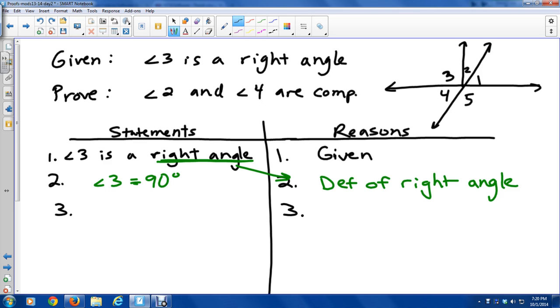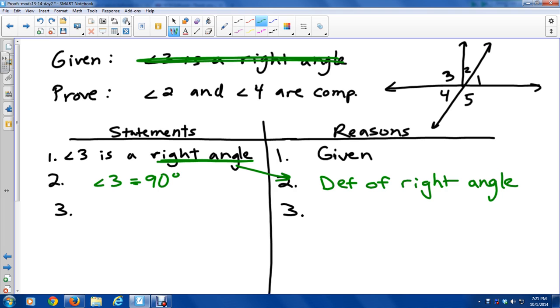And I'm trying to prove angle 2 and angle 4 are complementary. That's done. I don't have any other given to write down. So at this point, I need at least 2 equations to do something to try to get to my conclusion. So I'm going to go to my picture and I'm going to try to grab an equation from my picture. And actually there's a lot of things I'm seeing here.